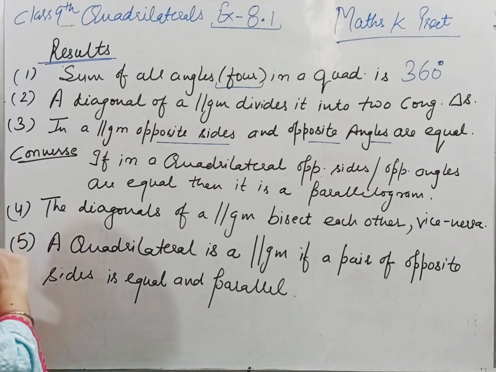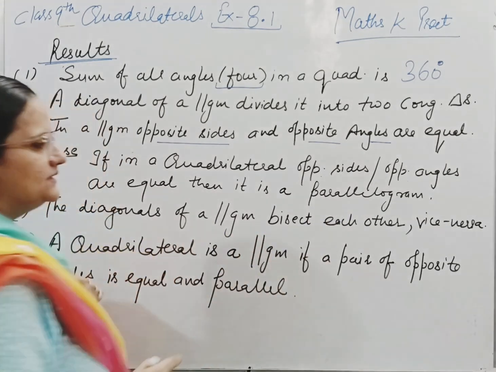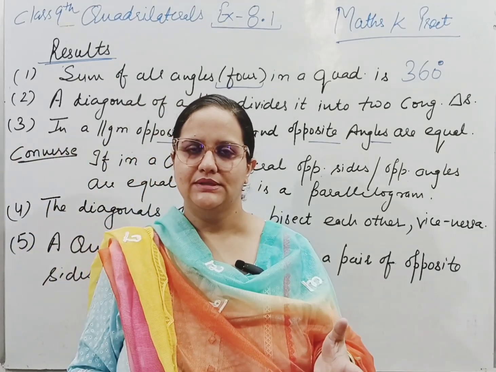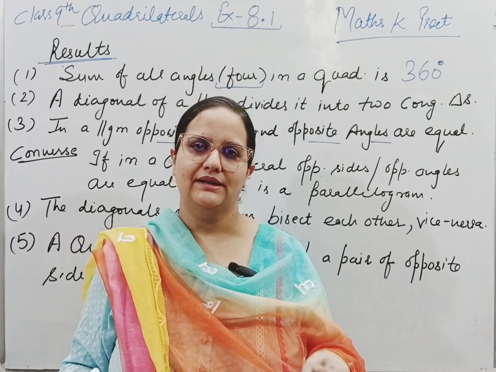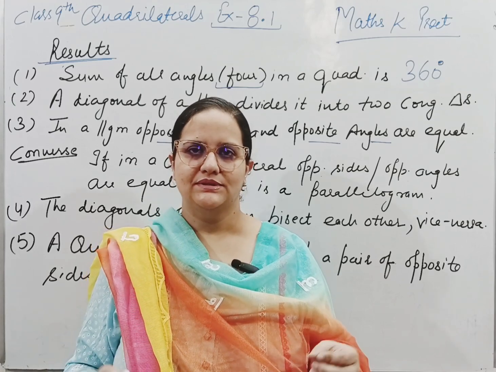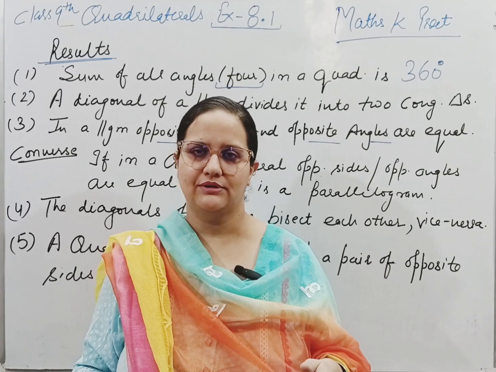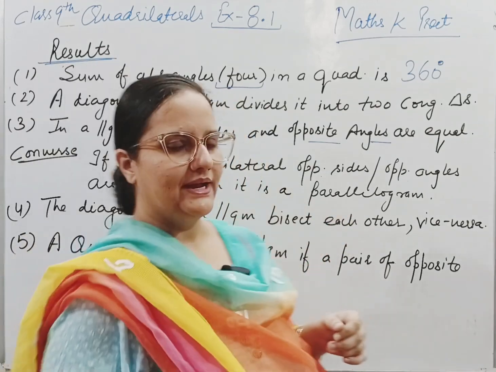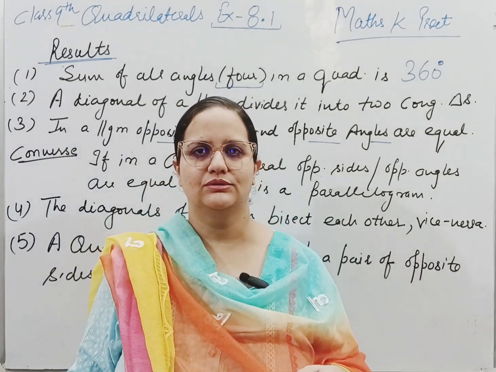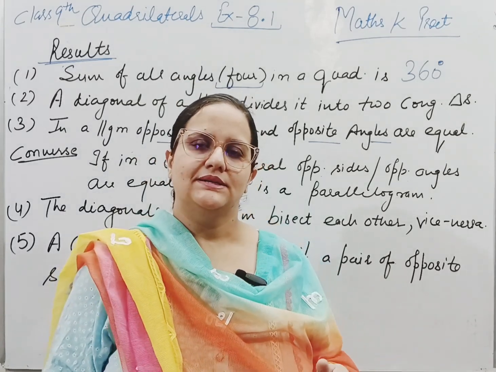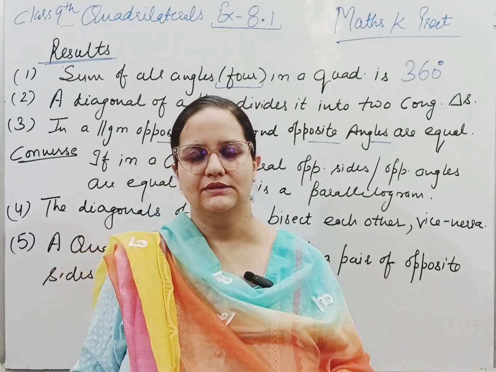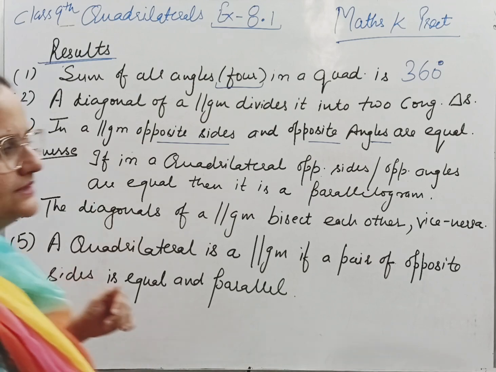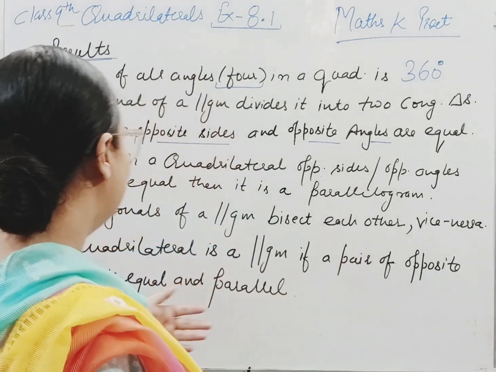Result number 4 is the diagonals of a parallelogram bisect each other. These things we have to keep in mind. A diagonal of a parallelogram divides it into two congruent triangles, and both the diagonals bisect each other, and vice versa, the converse is also true: if in a quadrilateral the diagonals are such that they are bisecting each other, then it is forming a parallelogram. So result number 5, we have not seen its proof yet. We'll see it today in this video.